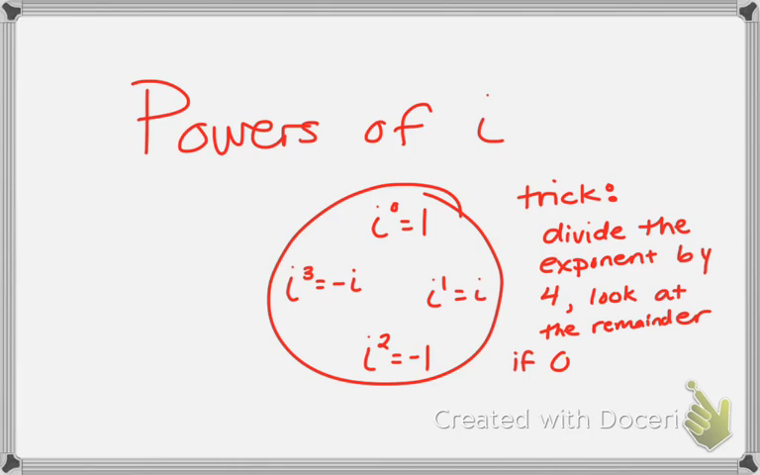So if it's 0, then you go to the i to the 0 power. If it's 0.25, then you go back to i to the 1st power, which is i. If it's 0.5, that means your remainder is 2, which would take you to i squared, which is -1. If it's 0.75, then it would take you to i to the 3rd, which is -i. Okay. All right, and that's it in a nutshell.